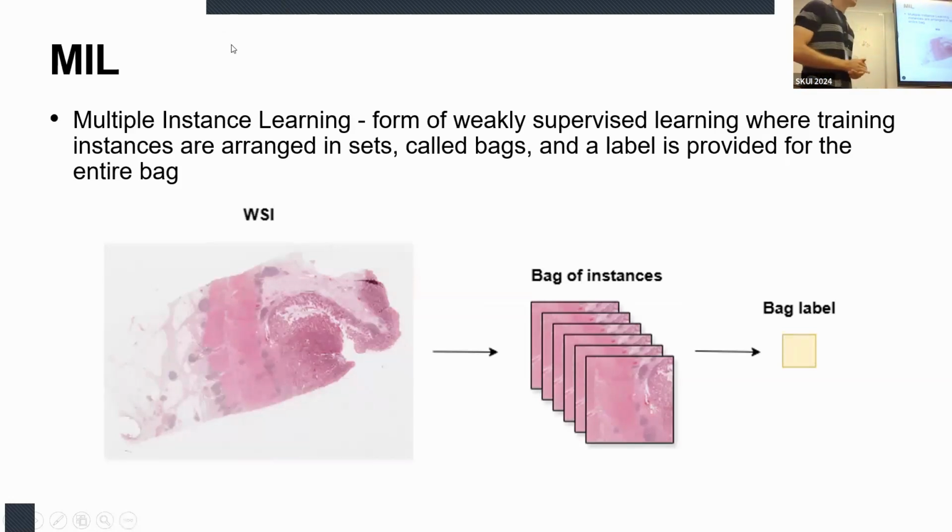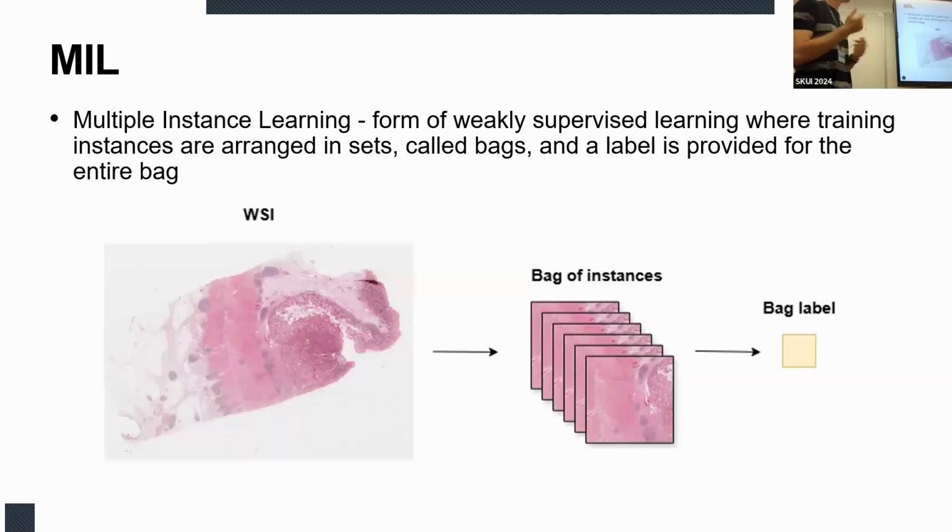Now, since whole slide images are of massive size, like one image is typically from 1 to 3 gigabytes in size, it can be very computationally hard to process the entire image at once. So what is necessary is to divide it into smaller patches or regions.